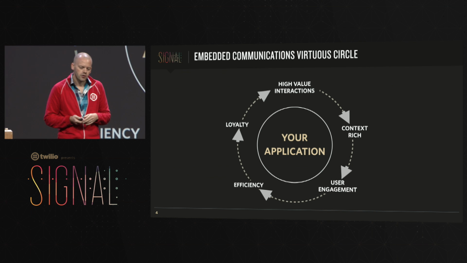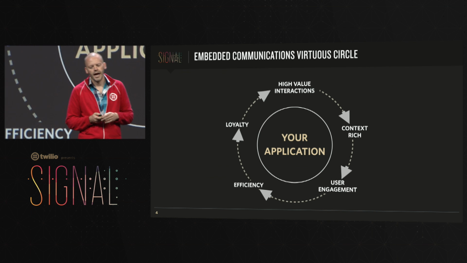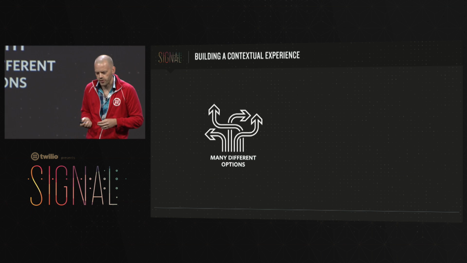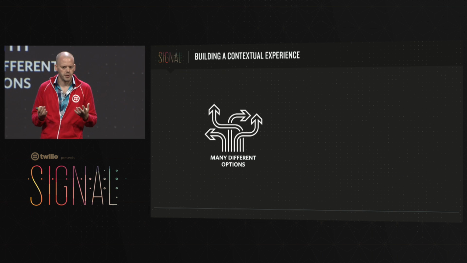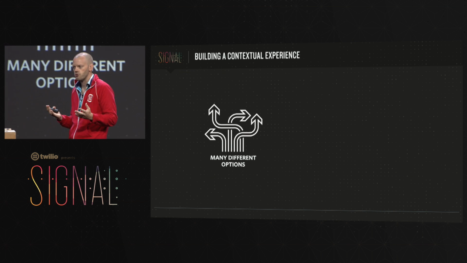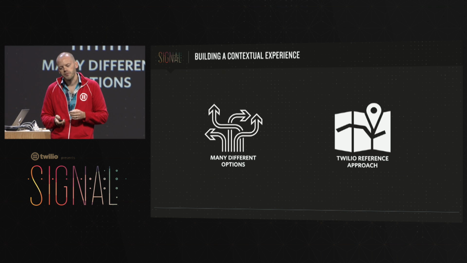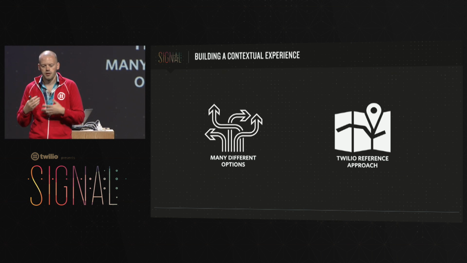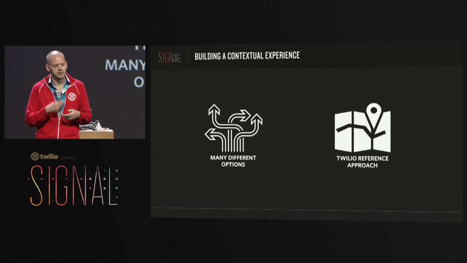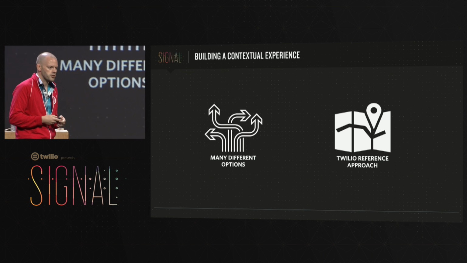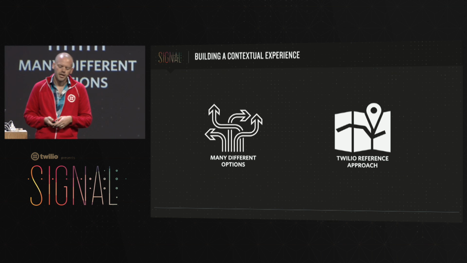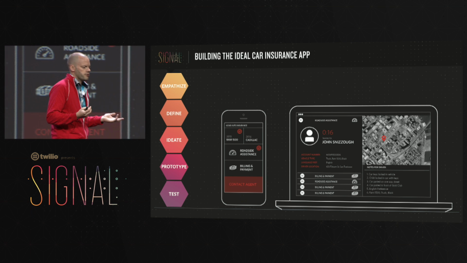And so we wanted to break out a little bit. How would we build something like this? And there are many, many different ways in which you could build a service like this. Many different options as you set about building something like this. We wanted to highlight in this session a kind of a Twilio reference approach of what products, what tools, what approach would we use, and how would we think about it. And hopefully that helps not just during this session and this event to figure out what sessions to go to, but more generally as you think about embedded communications. So let's pick up with our building the ideal car insurance app.